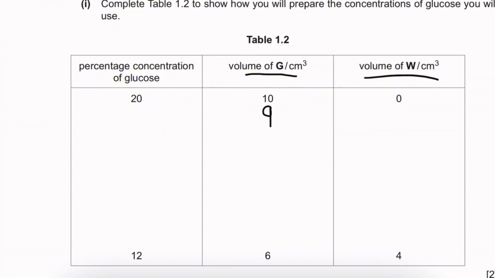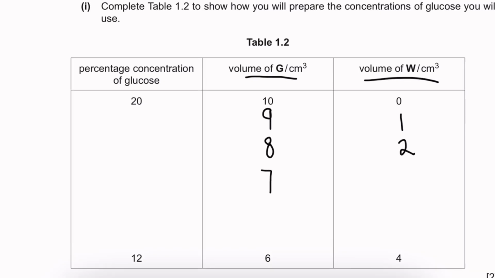Second time we'll use, for example, 9 centimeters cubed, and therefore the rest is going to be 1. We don't need to write units here because it's already written in the table. And then, for example, we could use 8, and then here we could do 2, or 7, and 3. Now, 6 and 4 are written, and this is only a 2-mark question, which means these 3 are enough.